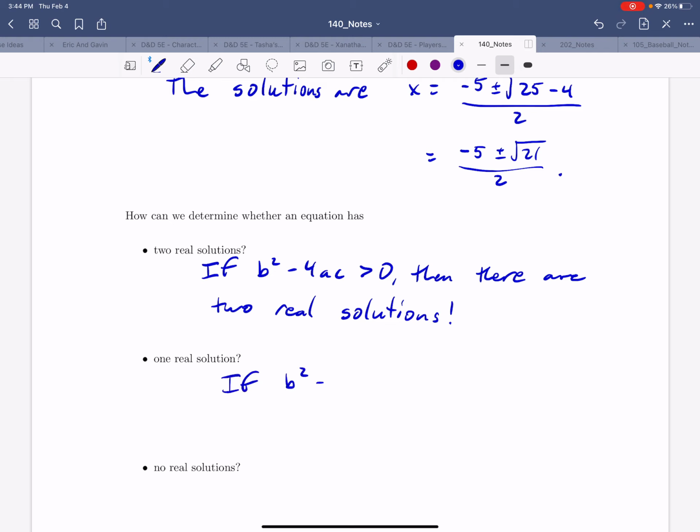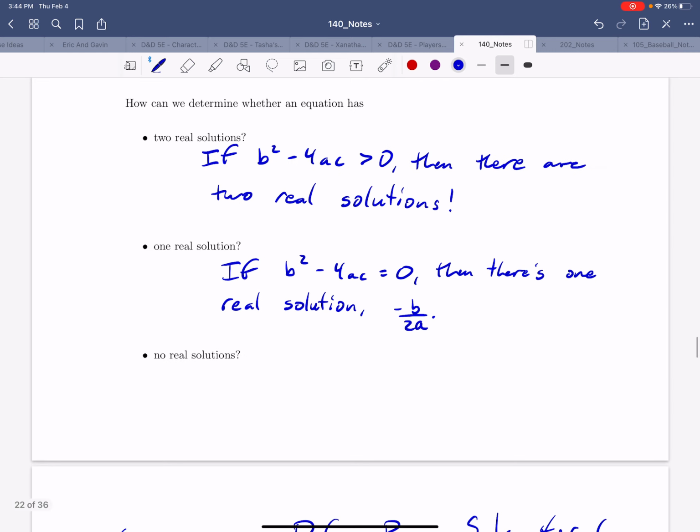If b squared minus 4ac equals 0, then there's one real solution. And that's going to be negative b over 2a. Whoops, 2a. Right, because you're not adding and subtracting the square root anymore.